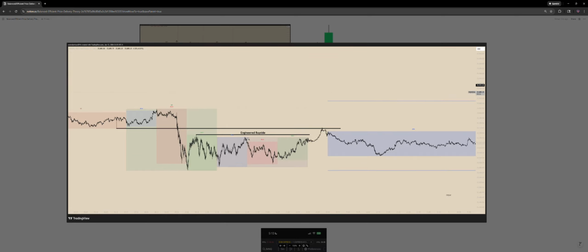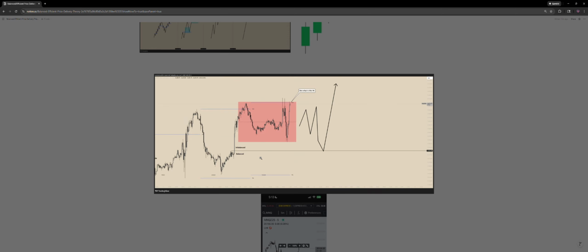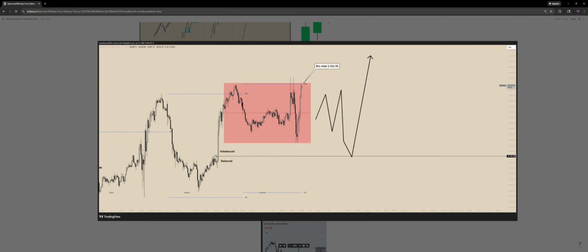As you can see here, all this engineered buy-side got taken out. We reject because we've efficiently delivered price, and we're rejecting the balanced price range. So now we can continue lower until we finally got S&T down here. Here's another example from today where this is the scenario that I was looking for. This is what I posted on my TikTok.